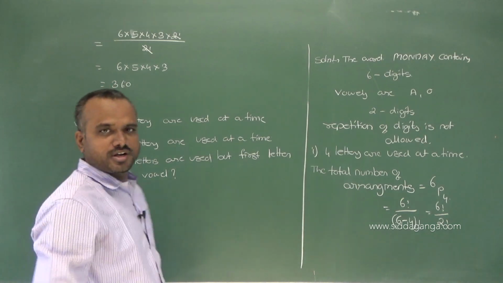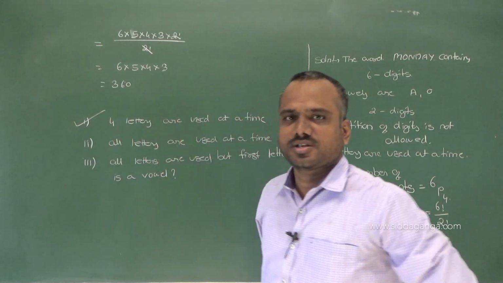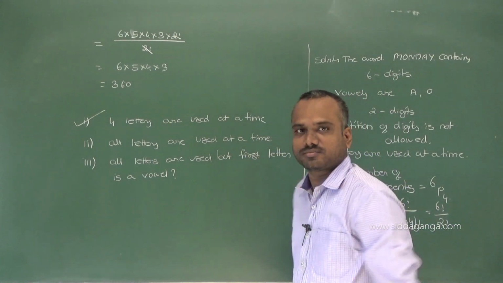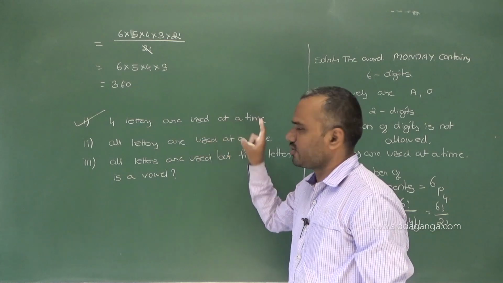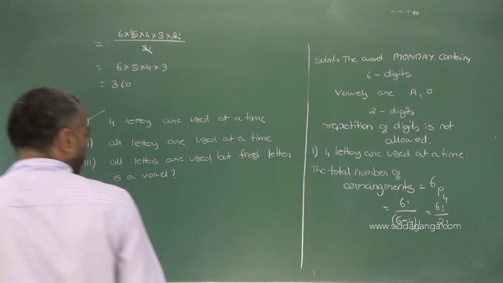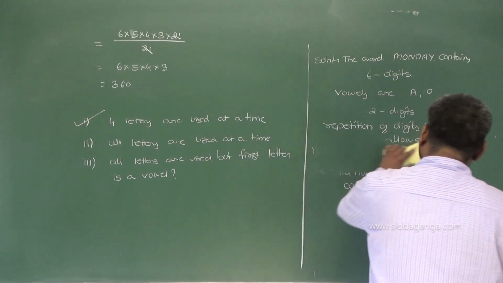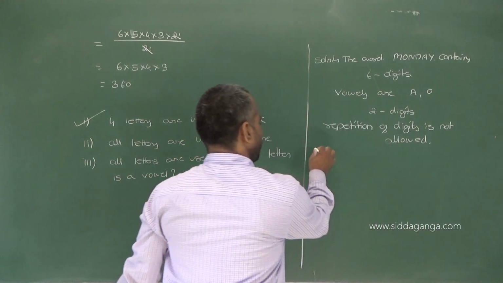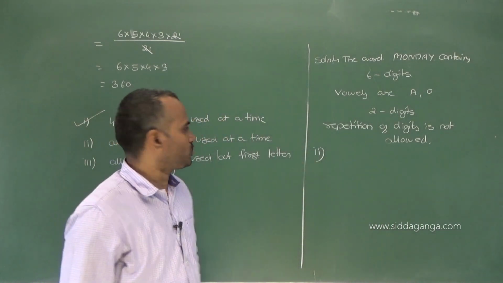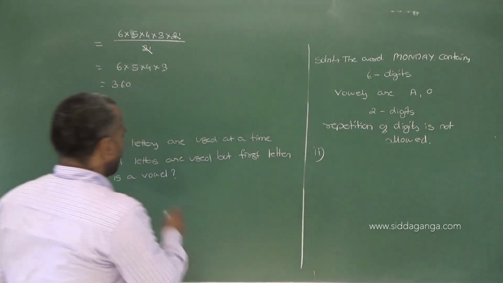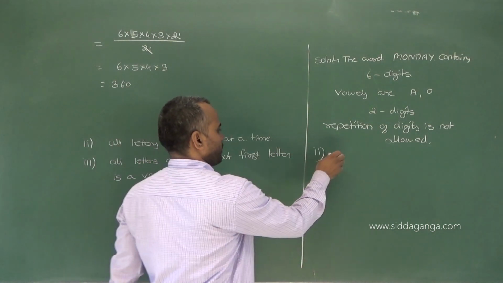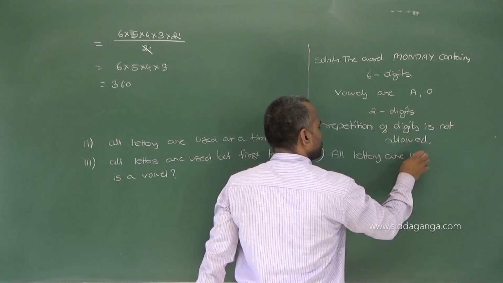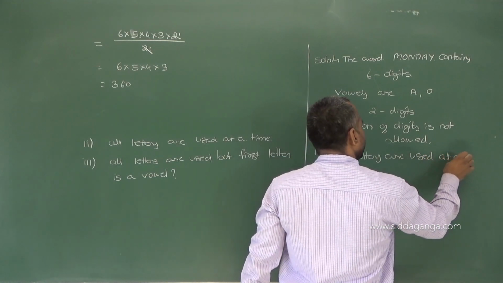First question, 4 letters are used, answer is 360. Correct? First question is over. Is it clear? Second question: all letters are used at a time.